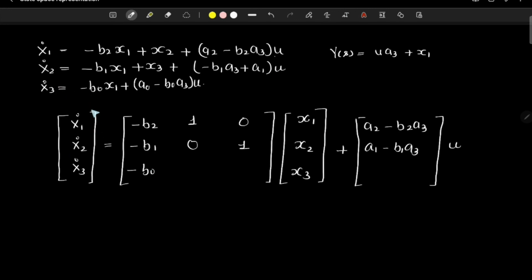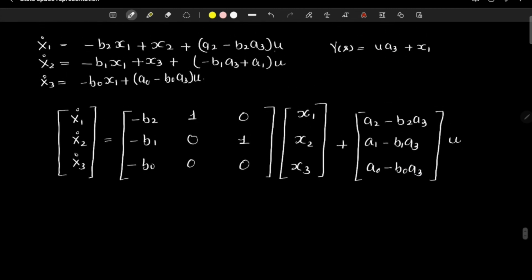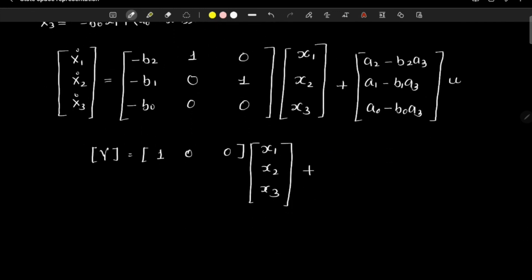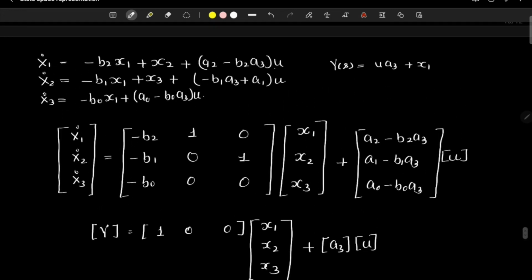Now x3 dash is equal to minus b0 into x1, there is no x2, there is no x3, and here it will be a0 minus b0 into a3, right? And what is y? There is only the x1 term, right? There is no x2 and x3 term, so this will be 1 0 0 times x1 x2 x3, plus u into a3, this is a3 into u. Okay, so this is how we can write this equation in matrix form.